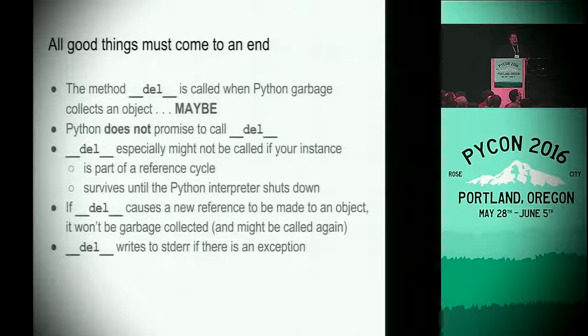If del itself increases the reference count of your object somehow, it might be called again and again. Who knows? It's a pretty tricky beast. If something goes wrong in del, well, it wasn't called in your code, so there's no traceback, so it just barfs to standard out because that's really its only option at that point. And so it's really not that reliable.